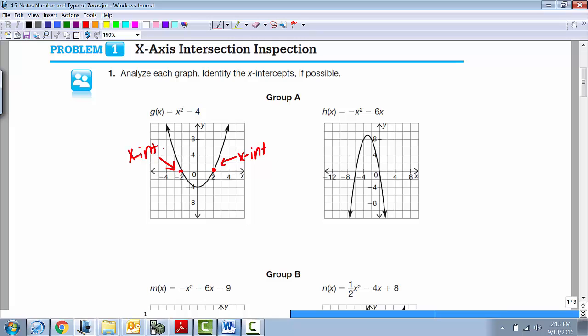Nicole told me that it was 2, 0 and negative 2, 0. That's it. Now, I want you to do h of x right here. I will tell you it goes by 2. So this one is 2, this one is 2, and this one's negative 6. So be careful, it's going by 2s. It kind of tricked people up last period.